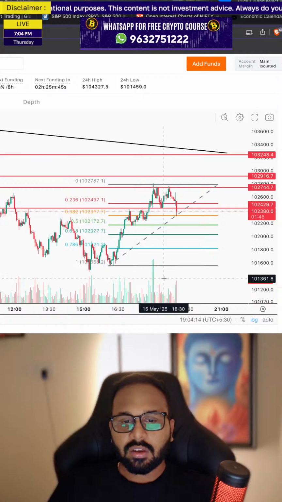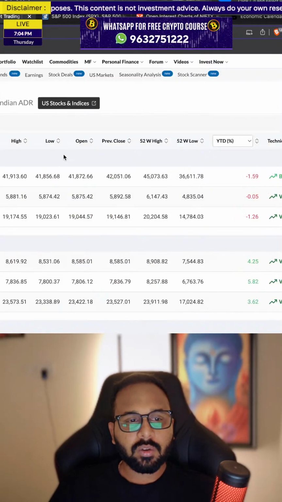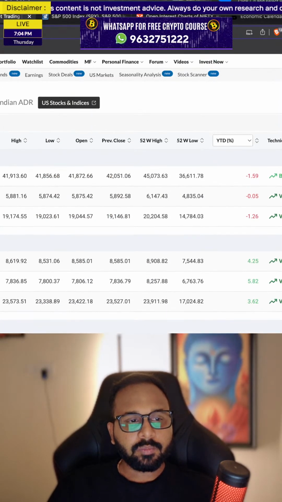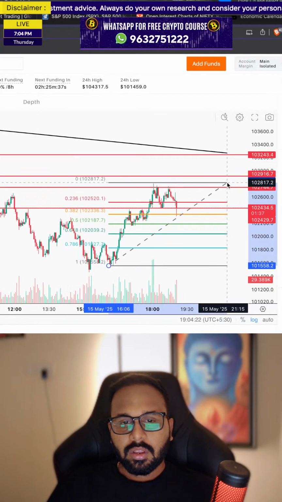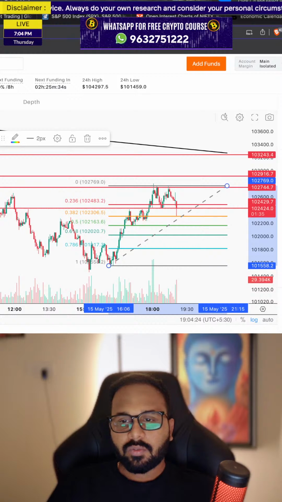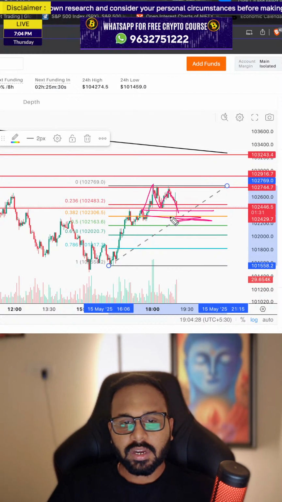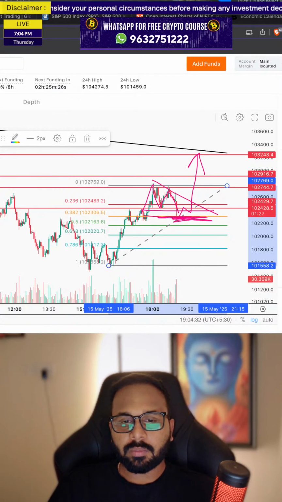I think some news-based movement also would have come in the market. Whoever has not entered the first trade, that's fine. The market has formed a double top, right? This is important for us. Slight stop loss the market has taken. We'll see how it holds on to this range if there is any upside movement.